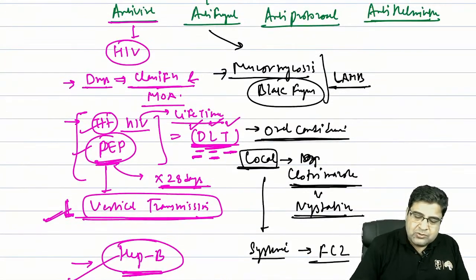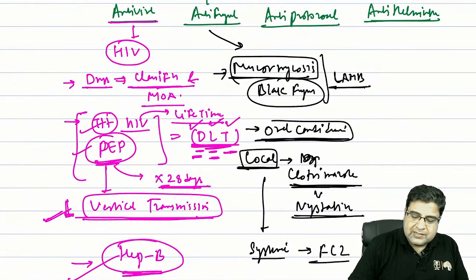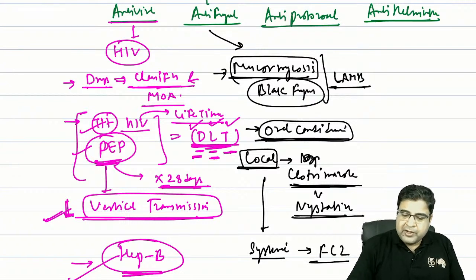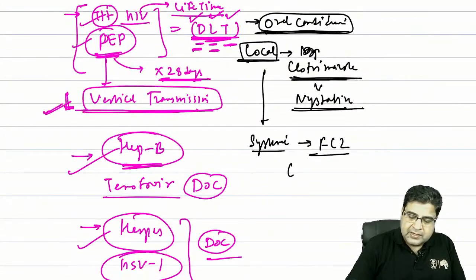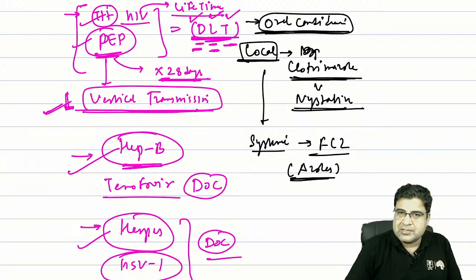So according to me, these two topics are important being a dental surgeon, right? One drug is liposomal amphotericin B. Second is fluconazole, that is an azole. So these medicines are azoles basically. So we have to deal with these azoles.